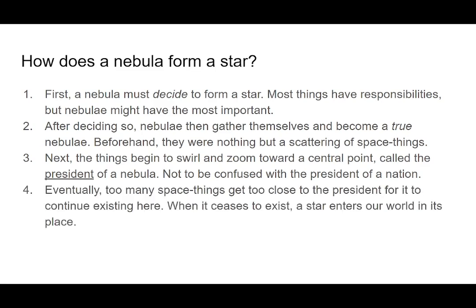Now, the final step, which actually occurs probably 2 to 3 trillion years after the first step occurred, is that when too many space things get too close to this swirling and eager president, for the president to continue existing there, the president and all of the space things swirling around it cease to exist, and a star enters our world in its place, again from the other side. This is one of the rare cases when something entering our space from the other side is not glitter.